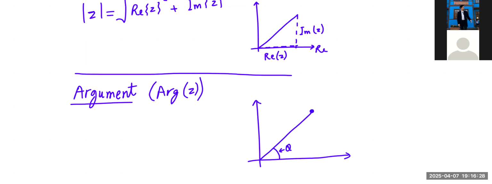So for example, imagine that the complex number's real part is A and the complex number's imaginary part is B. In other words, the complex number itself is equal to A plus iB.